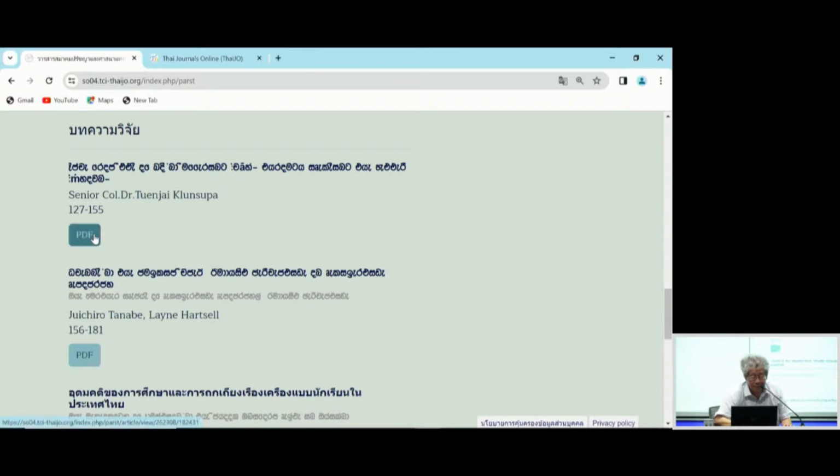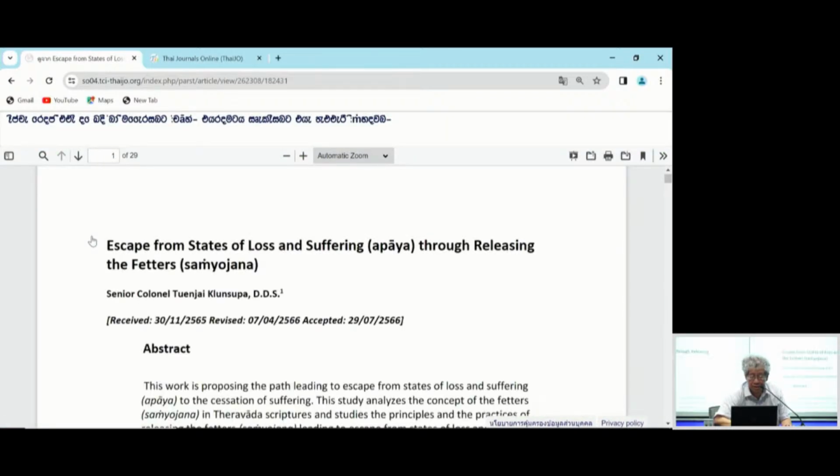Let us look at the PDF. It's on the file, if I remember right. Let us look at the title of the PDF. So, she's a DDS, so she's a professional dentist. Escape from states of loss and suffering, apaya, the Pali term for where you go if you do bad things, right? Through releasing fetters, sanyojana. So if you are working in this area, you are welcome to submit your paper to us, and we will talk about the steps that you need to take in order to submit your paper.